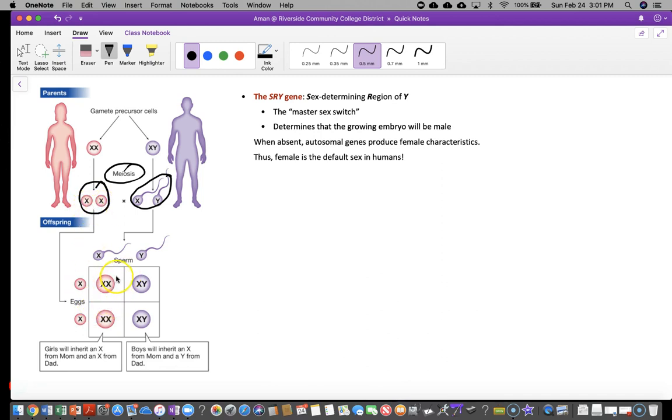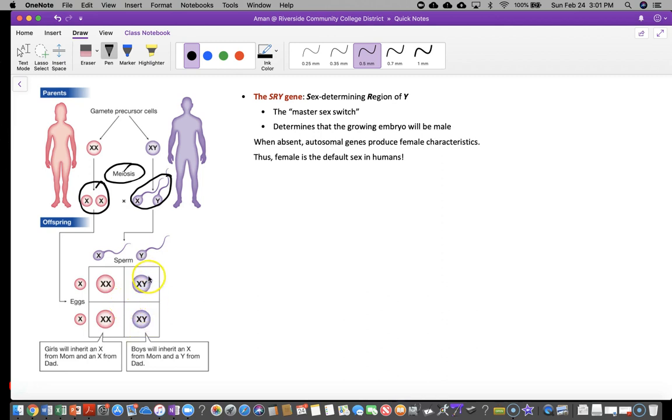Now if you do the combinations, in the first box we combine this X with this X, and we get XX. In the second box we get a Y from here and an X from here, and we get XY. Then in this box on the left-hand side we get an X and this X. And on the right-hand side we get an X from here and a Y from here, and we make XY.